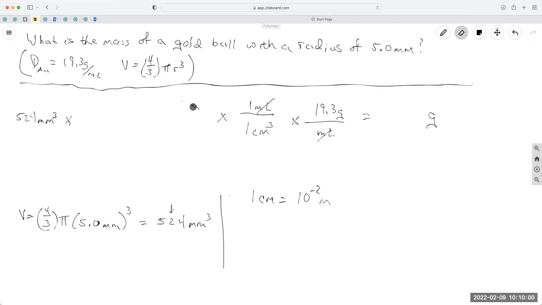But I want cubic centimeters. Let me just erase this for a second. Okay. I want cubic centimeters. So I know 1 centimeter quantity cubed is 10 to the minus 2 meters quantity cubed. So that means 1 cubic centimeter is 10 to the minus 6 cubic meters. And why am I relating it to meters? Because that's all I know. If you happen to know the relationship between millimeters and centimeters, it's one step less. But I don't expect you to know that. So I want cubic centimeters on the top.